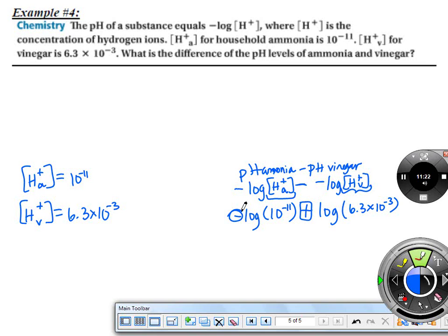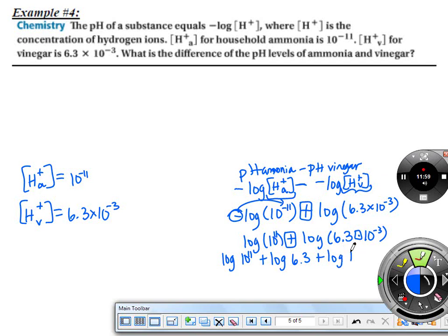Using my power property of logs, this negative could be included in the exponent, which would make it log of 10 to the positive 11th power. Remember, this is 6.3 being multiplied by 10 to the negative third power. Then because of this plus, I could think of this as just one big multiplication problem, or I could see this multiplication here and separate it out. I'm going to go with that. So I'm going to have log of 10 to the 11th power, plus log of 6.3, plus log of 10 to the negative third power.